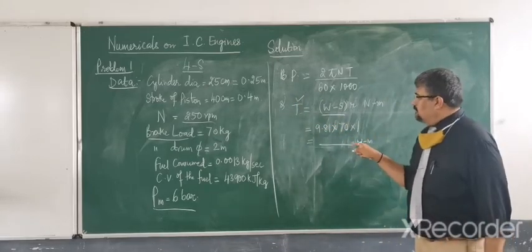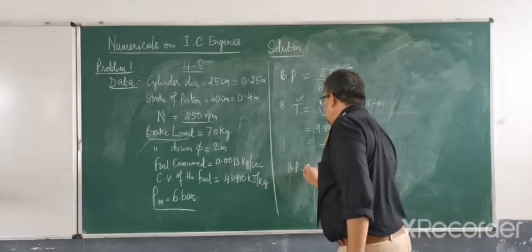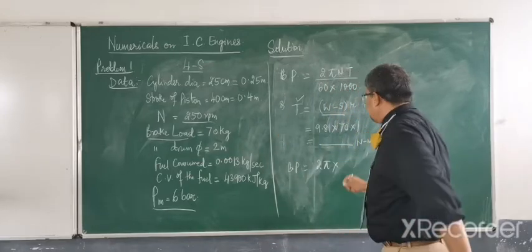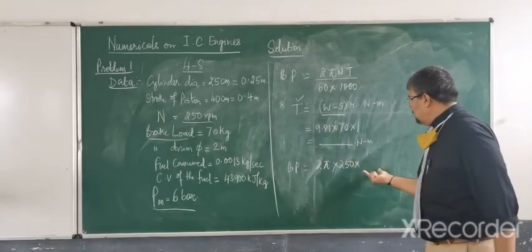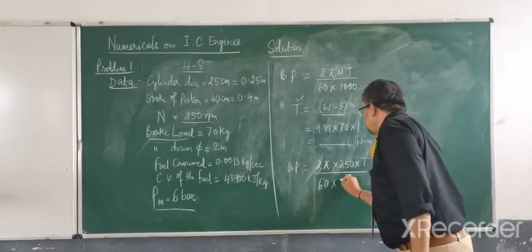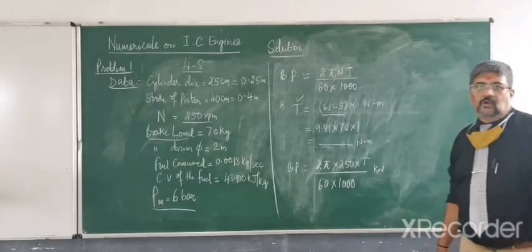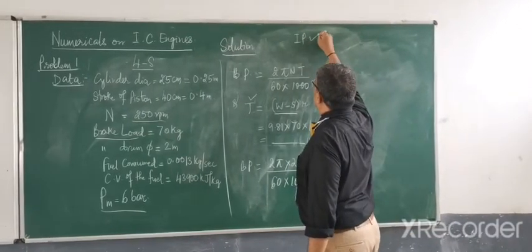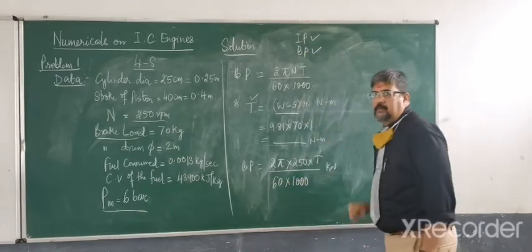Once you find out the value of T, you can find out the brake power. So what is brake power? It is 2 pi into N, which is again 250 RPM, into T. Whatever value you have found out, you substitute that value here, divided by 60 into 1000. You will get the value in kilowatt. So earlier, indicated power was found out, and now using this equation, you have found out the brake power.